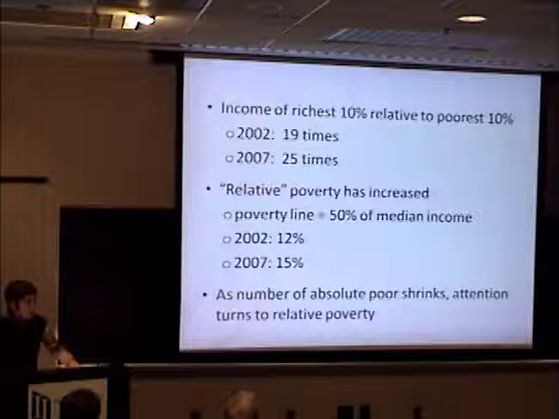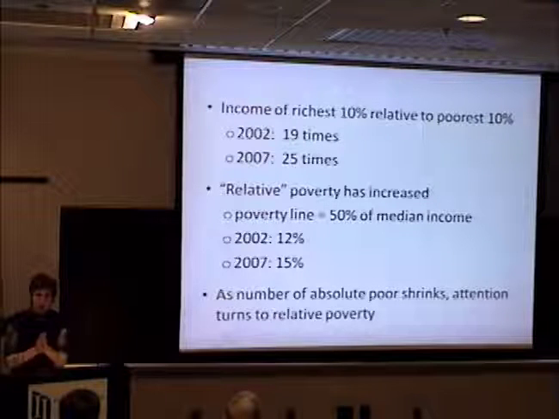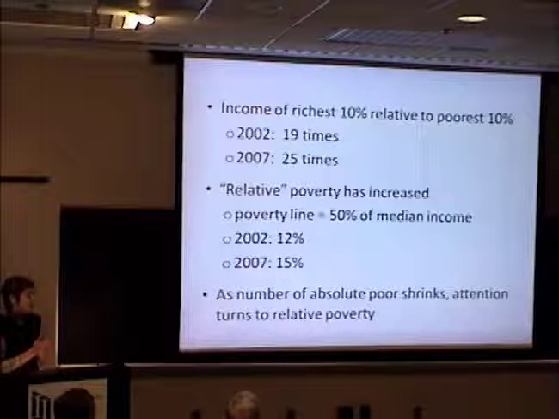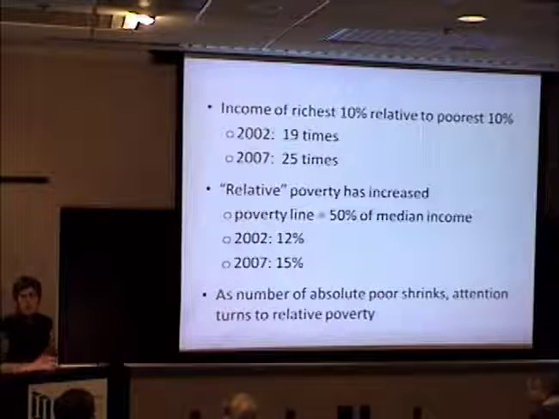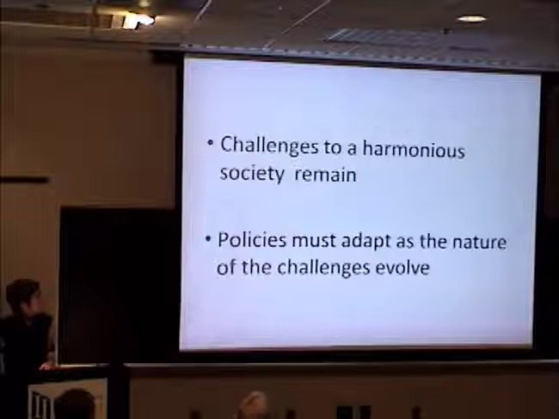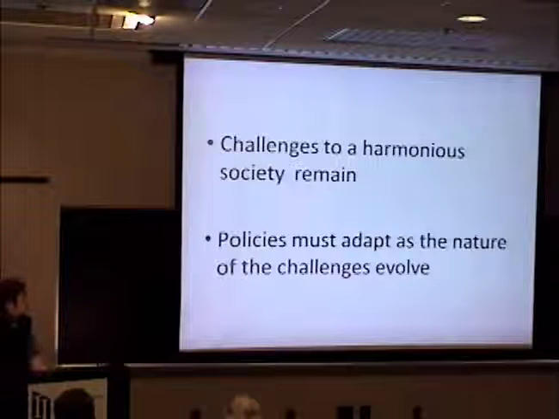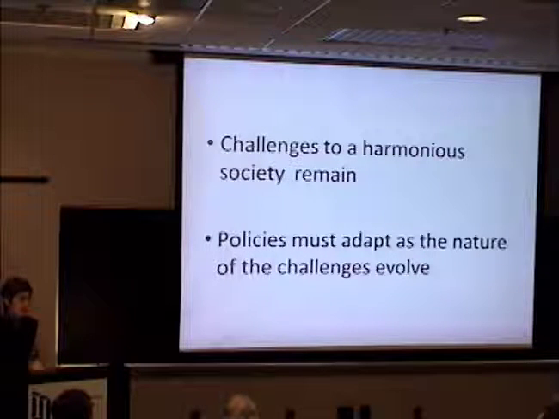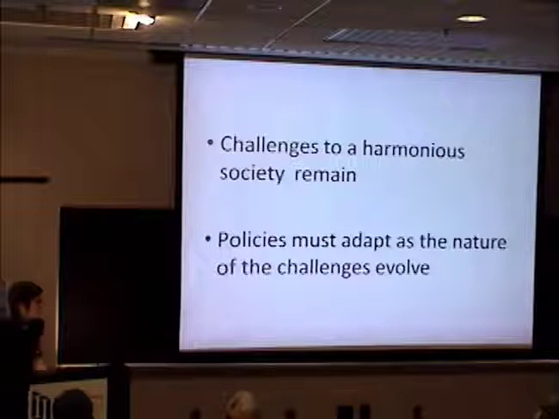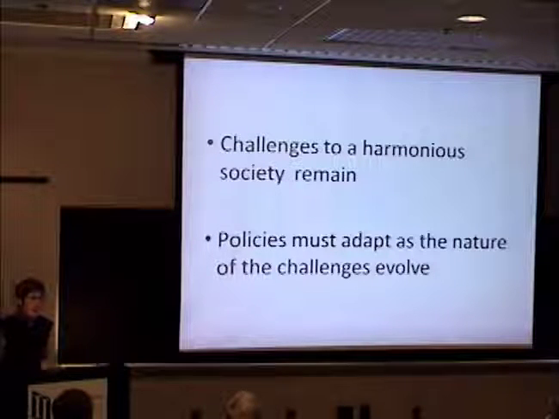And as the number of absolute poor shrinks and those absolute poor become relatively few, typically societies begin to pay more attention to relative poverty. That becomes a greater concern. So I'll conclude by saying that challenges to a harmonious society in China remain, and that the nature of those challenges is evolving, and so in the future, policies will need to adapt to take into account new aspects of poverty and inequality. Thank you.